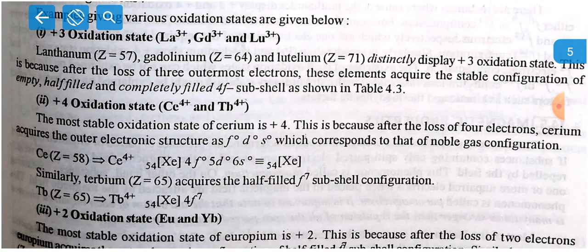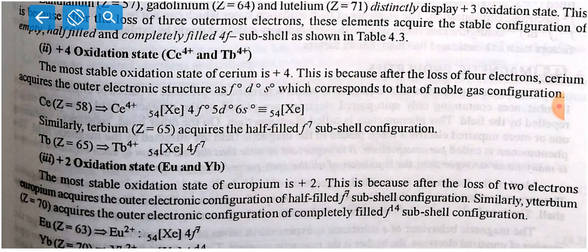+4 oxidation state: cerium +4 and terbium +4. The most stable oxidation state of cerium is +4. This is because after the loss of 4 electrons, cerium acquires the outer electronic configuration 4f0, 5d0, 6s0, which corresponds to that of the noble gas configuration. Cerium Z equals 58. Cerium +4 gives xenon 54, 4f0, 5d0, 6s0, which is equal to xenon. Similarly, terbium Z equals 65 acquires the half-filled f7 subshell configuration. Terbium +4 gives xenon 54, 4f7.